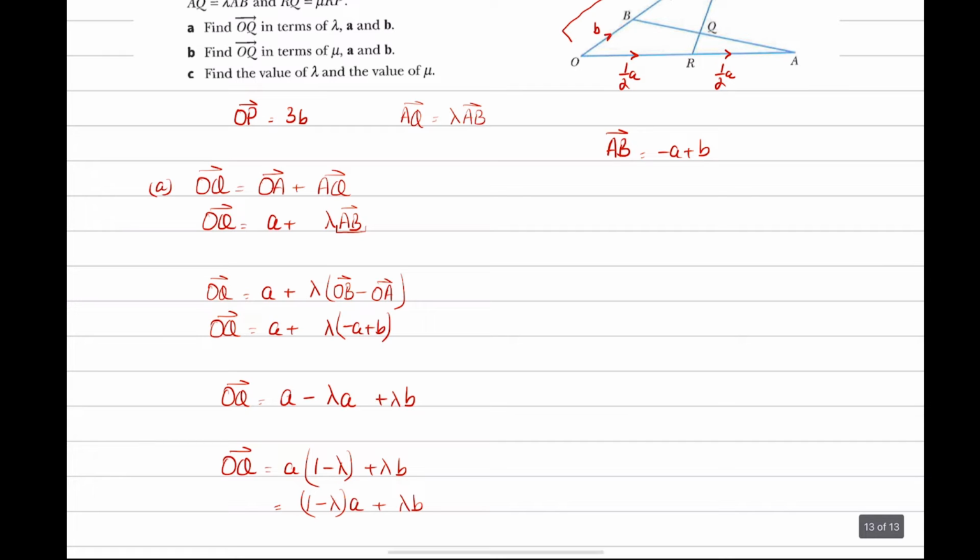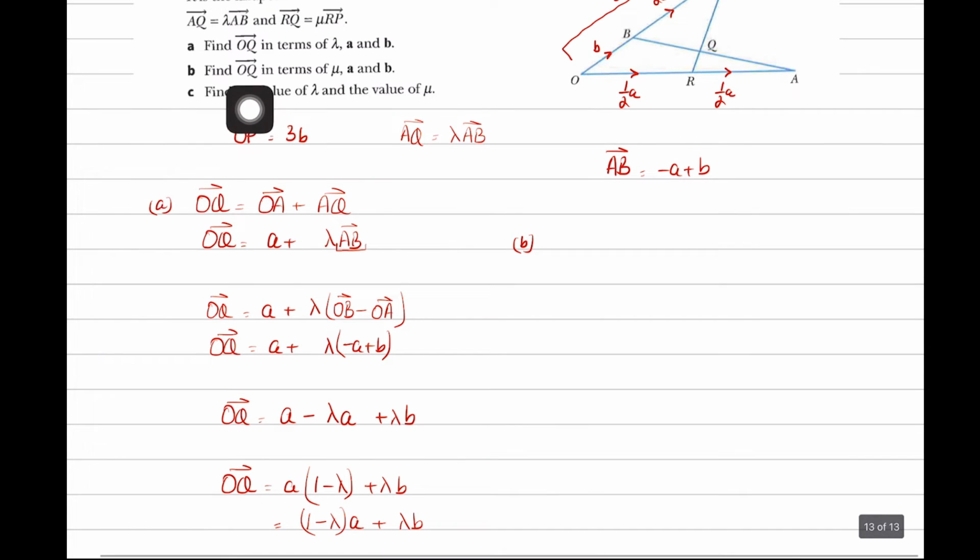Okay, great. All right, so here's part B. Now, in part B, notice that you have to find the same vector, but this time you have to do it in terms of mu, A and B. Okay, so that means we have to use the vector which we know in terms of mu.